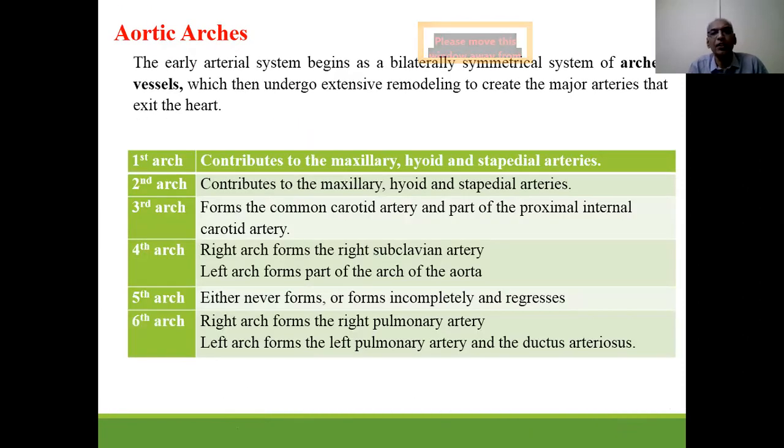Now aortic arches. The early arterial system begins as a bilaterally symmetrical system of arch vessels, which then undergo extensive remodeling to create the major arteries which exit the heart. There are six aortic arches.